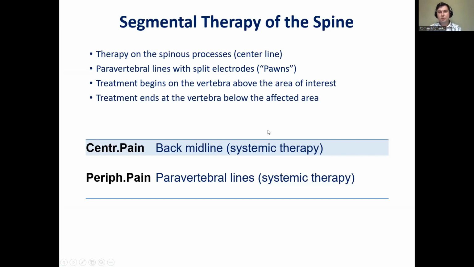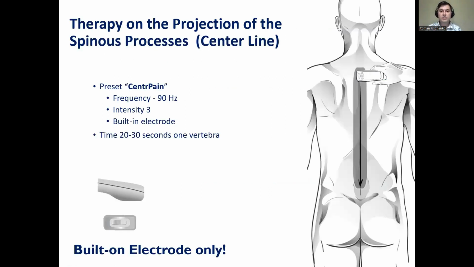To give you an example, this is the segmental therapy of the spine. So we treat the central line, we treat the paravertebral lines with the Pons using the peripheral pain, number 9 preset. The treatment begins on one vertebra above the area of interest.